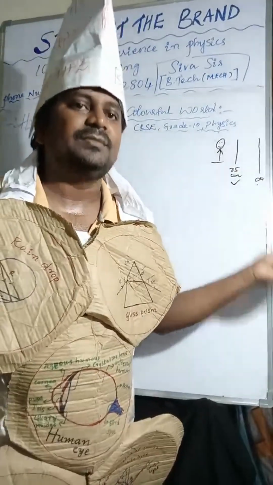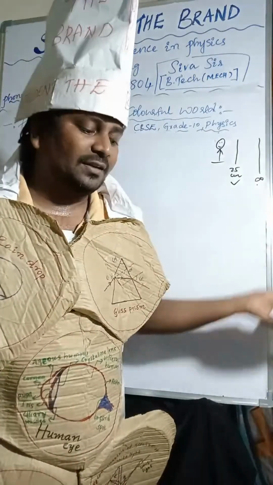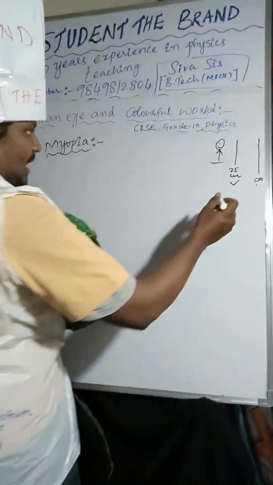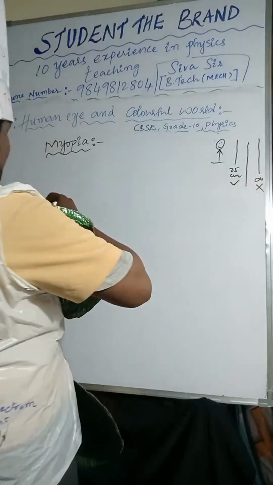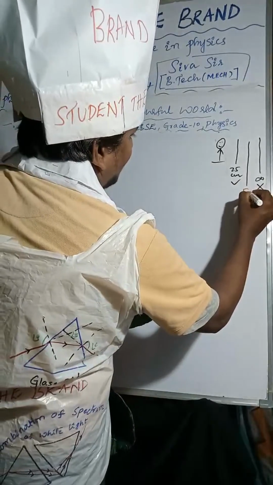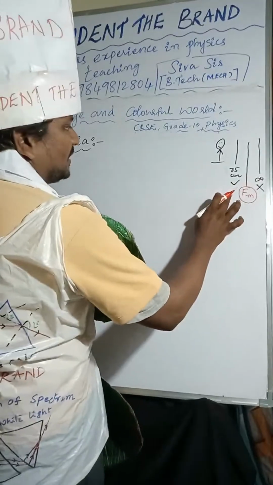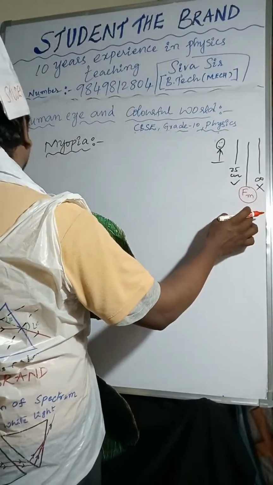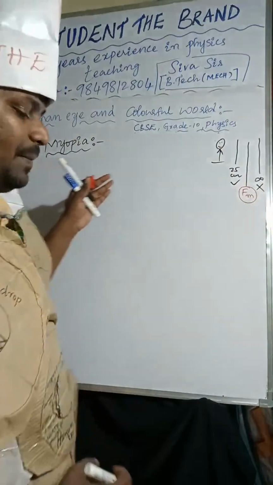Near distance we can see. A nearby object he can see, but he can't see the far distance object. But between this portion he can see. That is nothing but the far point of a myopic person. So 25 centimeters you can see, that is the near point. Infinity you can't see, but somewhere between 25 centimeters and infinity you can see. That is the far point.